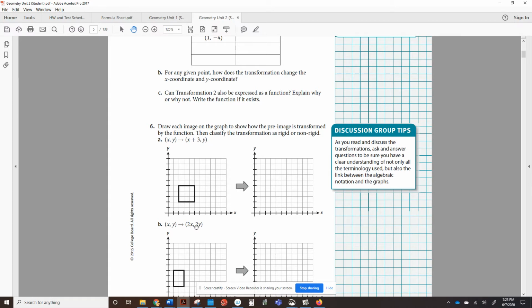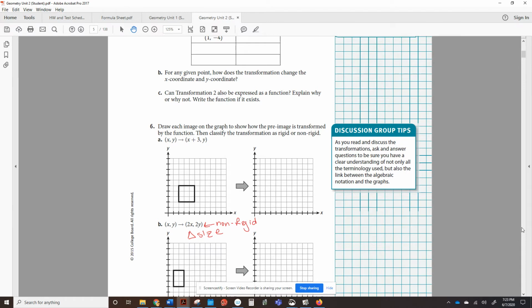When it's multiplication down here, multiplication is always non-rigid. So I know that multiplying both of these numbers by 2 is going to change its size. We're going to change its size. And because we're changing its size, we know it's non-rigid.